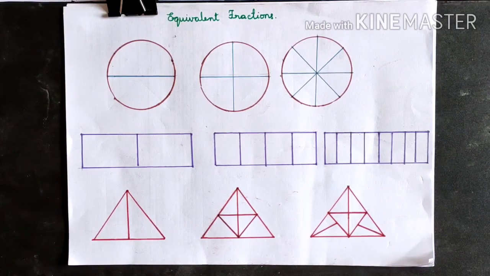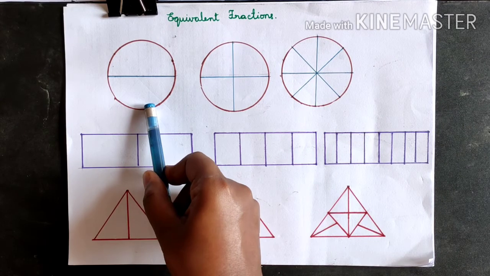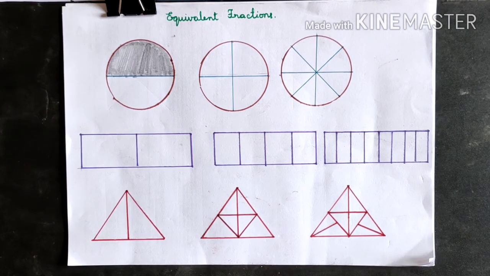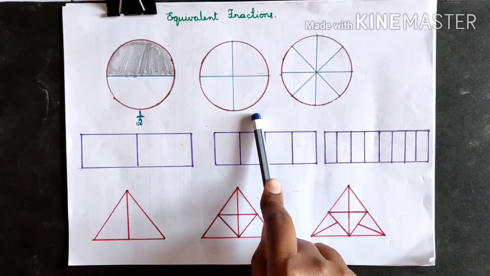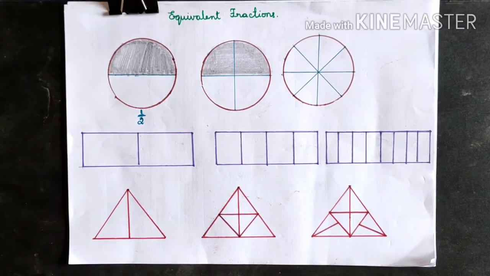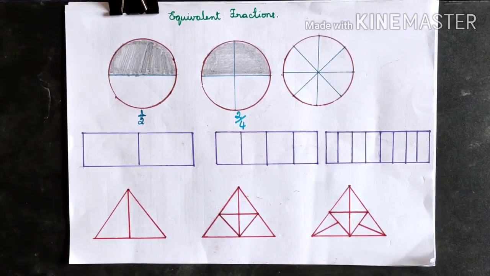Now we are going to shade one of these 2 parts, and the fraction of this can be written as 1 by 2. So from the second figure, I am going to color 2 of the 4 parts. The fraction can be written as 2/4 or 2 by 4. From the third circle, I am going to color 4 of 8 parts. Now tell me, what is the fraction of the shaded part? It is 4/8 or 4 by 8.